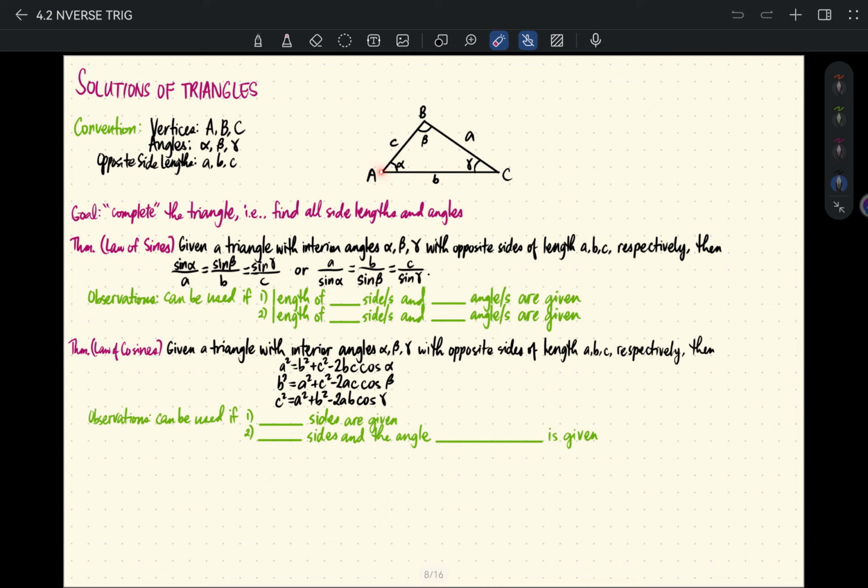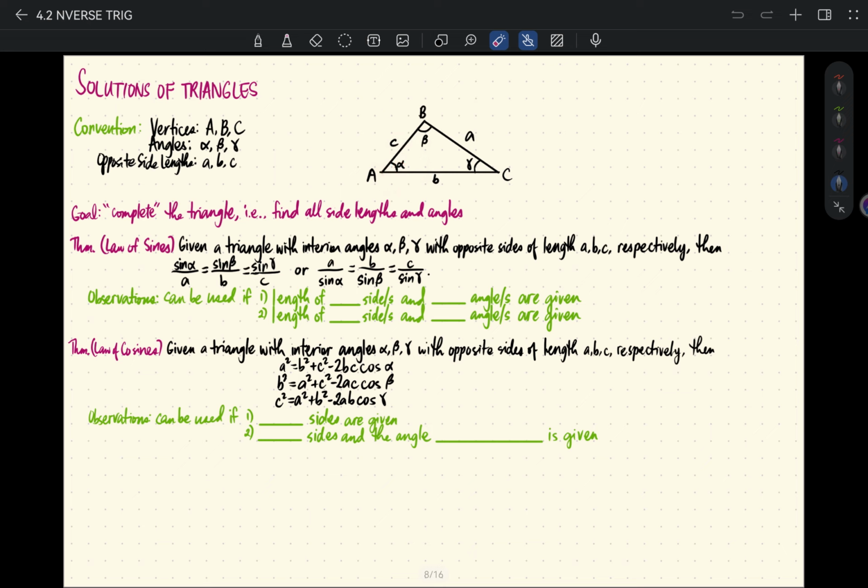So we have here the triangle ABC. We are using capital letters A, B, and C for the vertices. And for their corresponding angles, we are using the letters alpha, beta, and gamma.